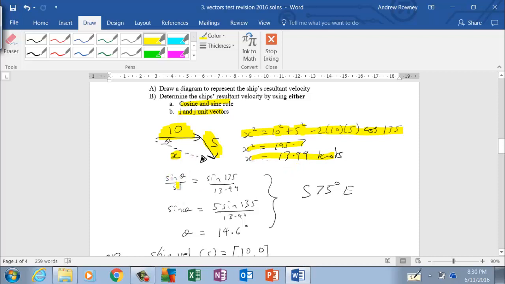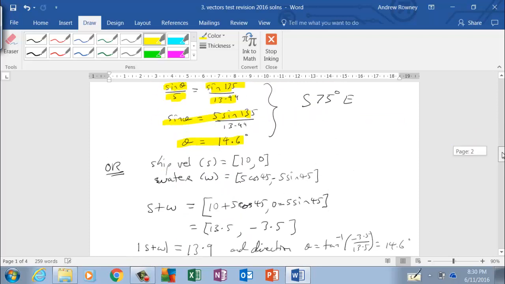The sine rule, to get the angle: sine A over A equals sine B over B. That's what we did in pure A maths. Rearrange that and then inverse sine. So it's 14.6, but from the south, you say south 75 degrees east.